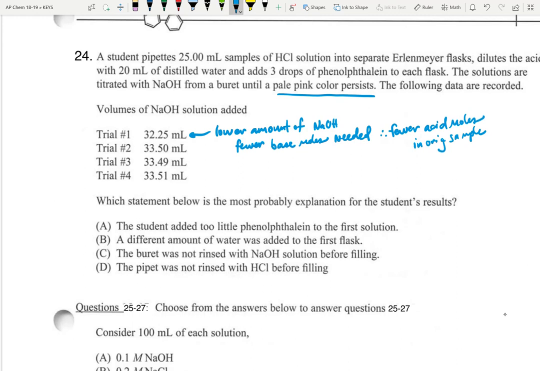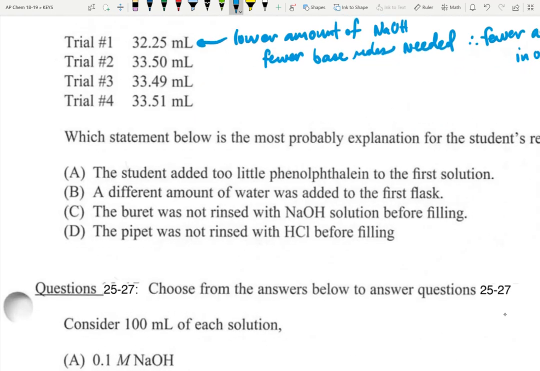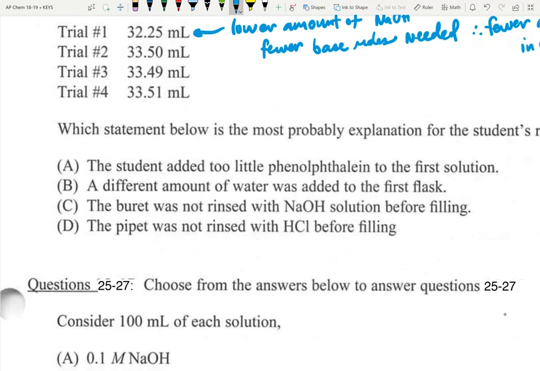C says the burette was not rinsed with sodium hydroxide solution before filling. Now, D actually talks about rinsing as well. Rinsing is the theme in both C and D, and those are our two choices right now. So what does that rinsing accomplish? Well, think about it. If you have a glass that you used for water an hour ago, you drank most of the water, it's empty, but there's that little bit of water still at the bottom of the cup, right?